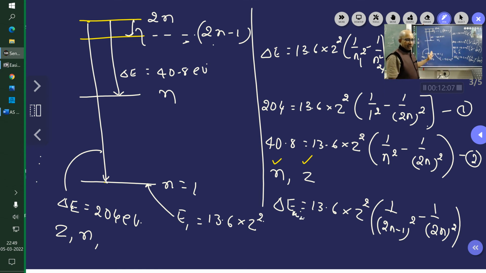Well, I think it's quite clear how these two problems are solved. Any questions? I hope it is all clear. Okay, fine. Thank you.